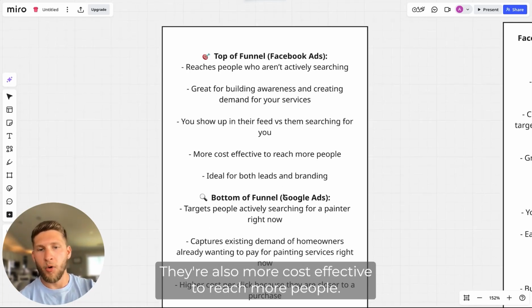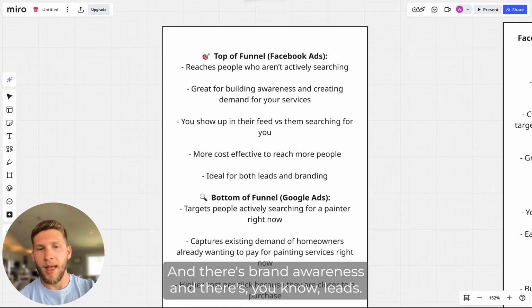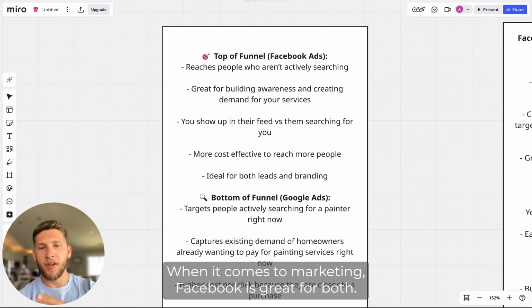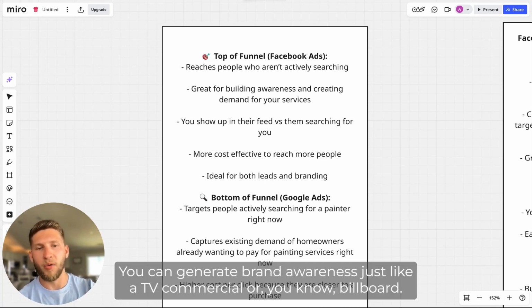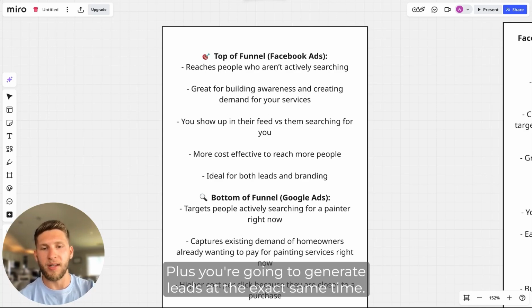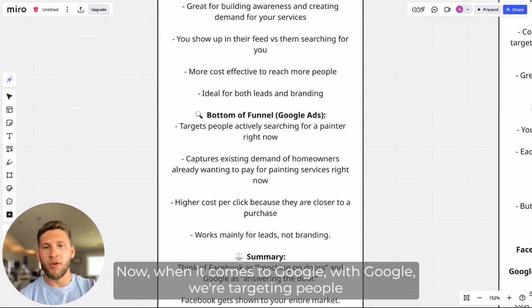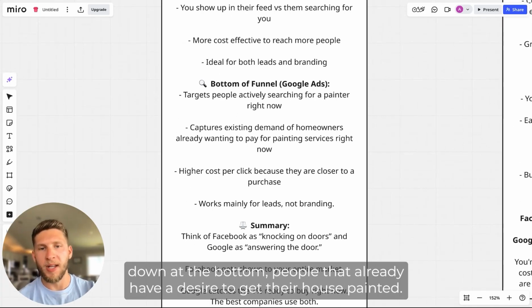Facebook ads are also more cost effective to reach more people, and there's brand awareness and there's leads when it comes to marketing. Facebook's great for both. You can generate brand awareness just like a TV commercial or a billboard, plus you're going to generate leads at the exact same time.